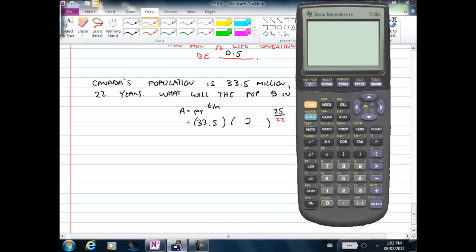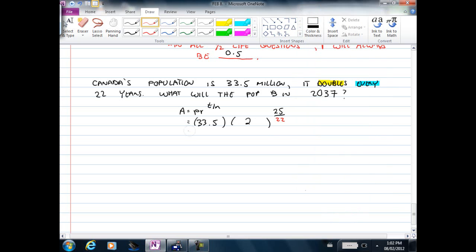And again, follow BEDMAS. 2 to the power of 25 divided by 22, times 33.5. 73.64 million. So when I retire, our population will be at 73.64 million. That will be in 25 years from now. Okay. So that's our population.